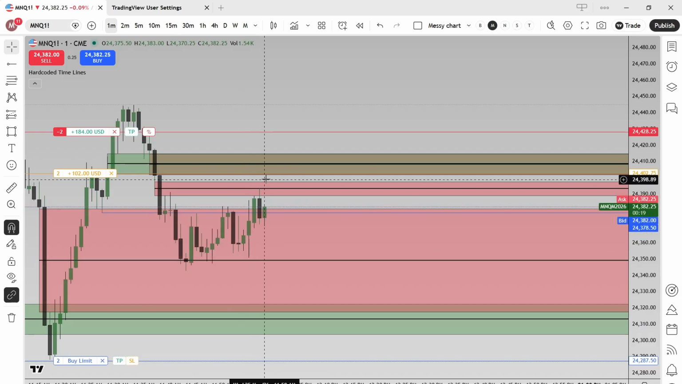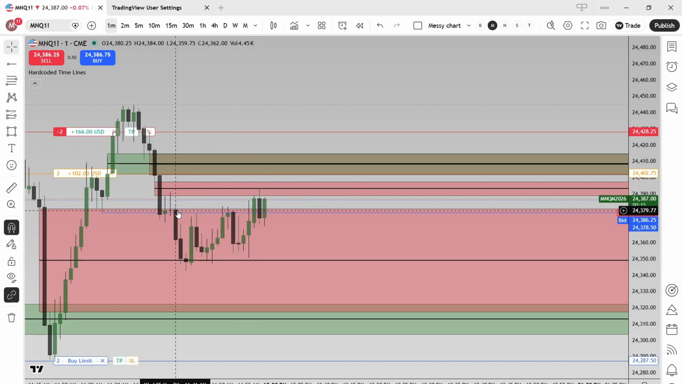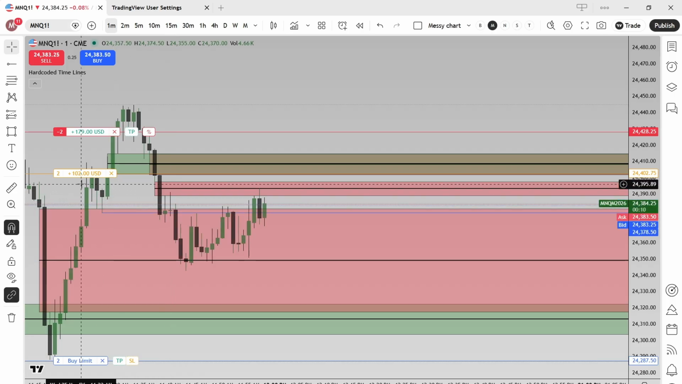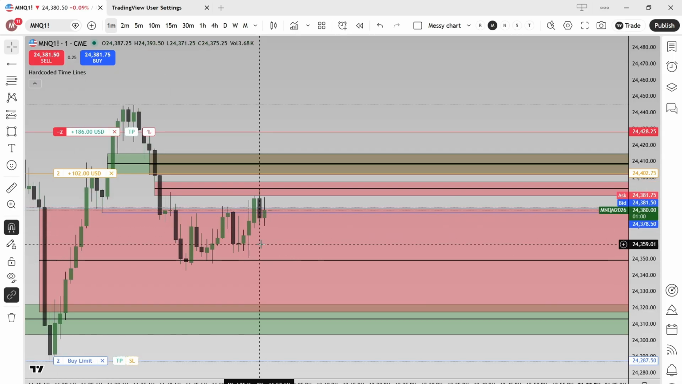I don't really want to see it get above here. I definitely don't want to see a candle close in the upper half. If it wants to wick above there, that's fine. If it closes above that candle, that high, this high right here, I'm taking the trade.